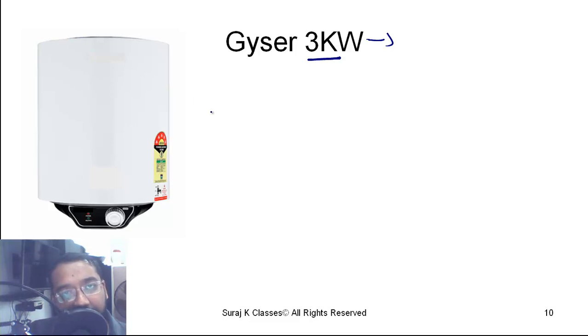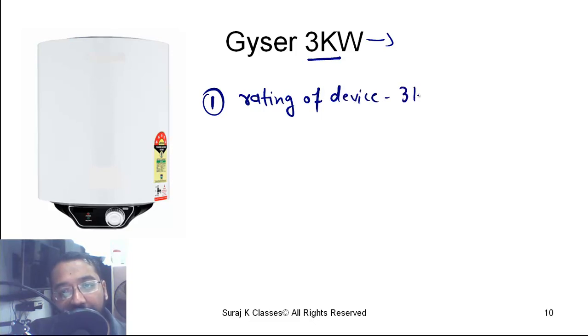So first, the two things we need for the calculation purpose. One is the rating of the device. The rating of your device, that is 3 kilowatt. And the second thing, the uses. These two things are more than enough for calculating any electricity bill for any electrical equipment. So the second thing, the uses, the uses in time.